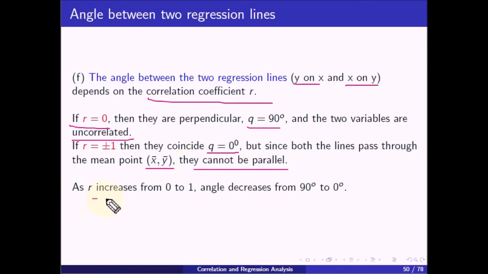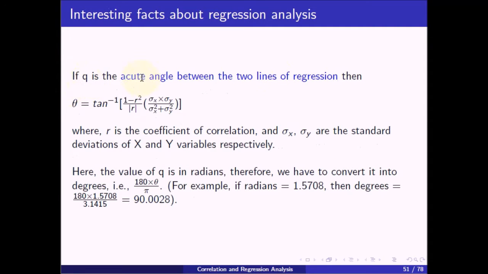As r increases from 0 to 1, the angle decreases from 90 degrees to 0 degrees. If θ is the acute angle between the two lines of regression, then θ is equal to tan inverse of (1 minus r square) divided by mod r, into σx σy divided by (σx square plus σy square). In this way you can get the angle θ, where r is the coefficient of correlation and σx and σy are the standard deviations of the x and y variables respectively.